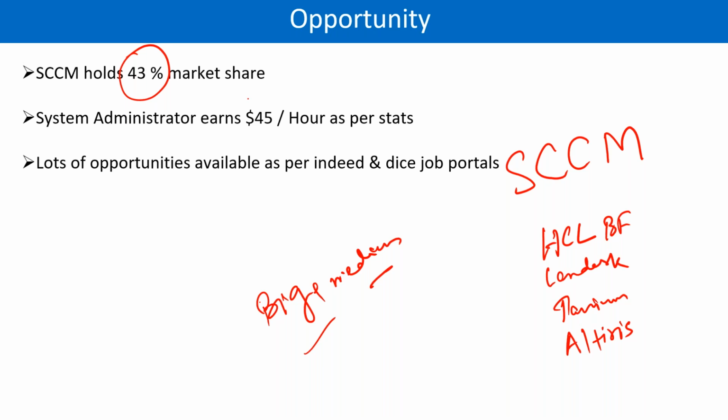People are earning good salaries. Those who are working on an SCCM profile can expect a salary of 45 US dollars per hour. This is the average salary for people in the US, Canada, Australia, and European countries. Lots of opportunities are there since you are in the US. These are the two leading job portals, Indeed and Dice, wherein you have n number of opportunities related to this.